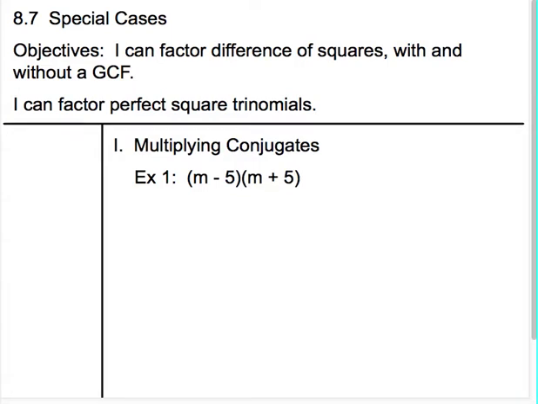So remember, a conjugate is when you have two binomials that are the same but have opposite signs. So we distribute our m times m gives us m squared, m times 5 gives us 5m, and then distribute our negative 5. Negative 5 times m is negative 5m, and negative 5 times 5 is negative 25.